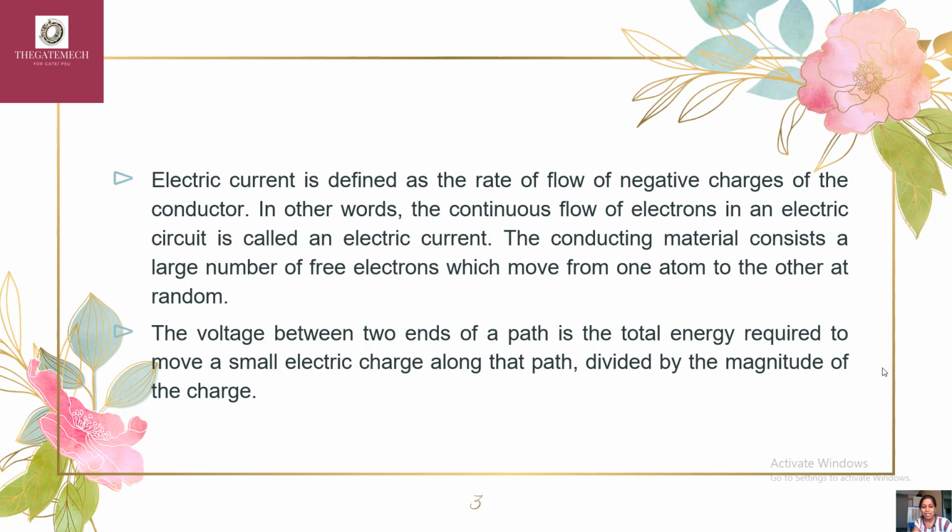So second thing is, what is electric current? This is a basic concept. Electric current is defined as the rate of flow of negative charge through a conductor, and the negative charges are electrons. So the rate of flow of electrons through a conductor is called electric current, right? The word electricity is derived from electrons.